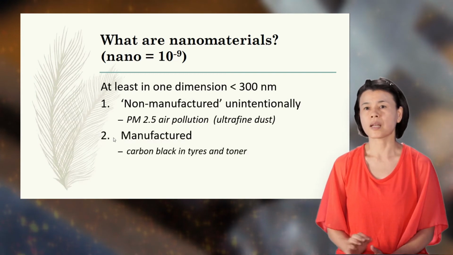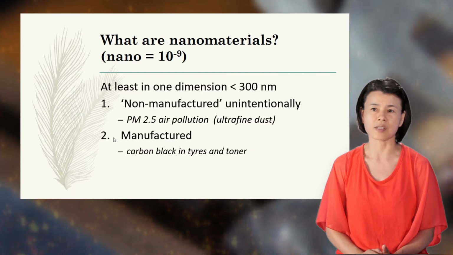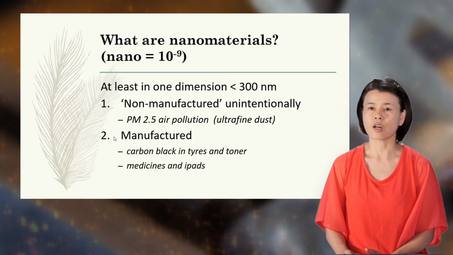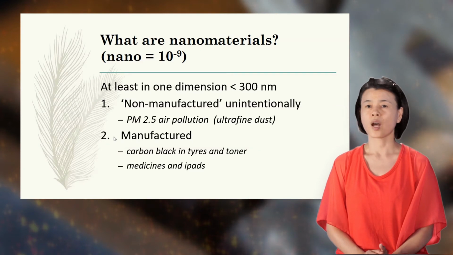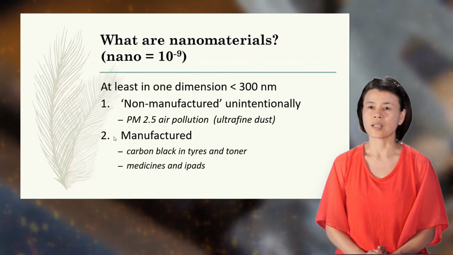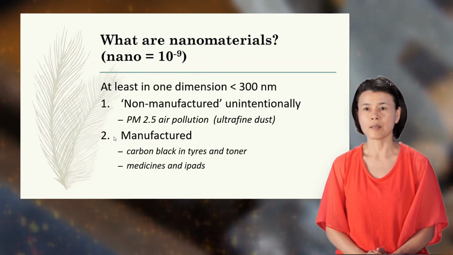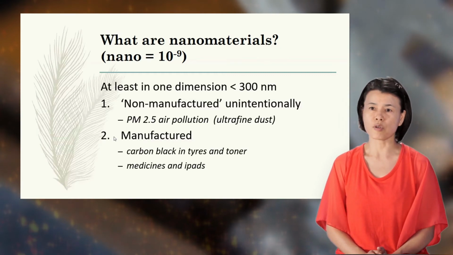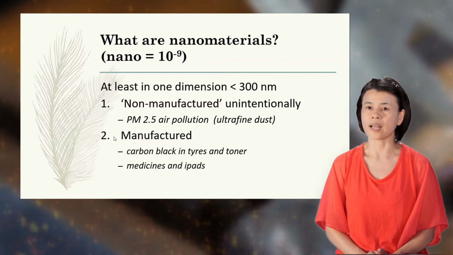The second one is manufactured nanomaterials like carbon black in tires and toner. In addition, it's also used in making medicines and iPads. Okay, these are two kinds of nanomaterials. One is a byproduct from combustion of engines, and it becomes air pollution. The other kind is manufactured nanomaterials. Let's take a moment to look at the second kind.